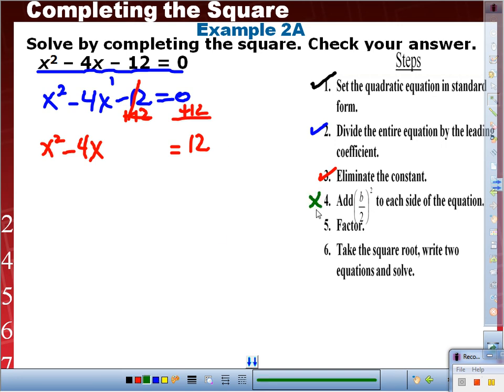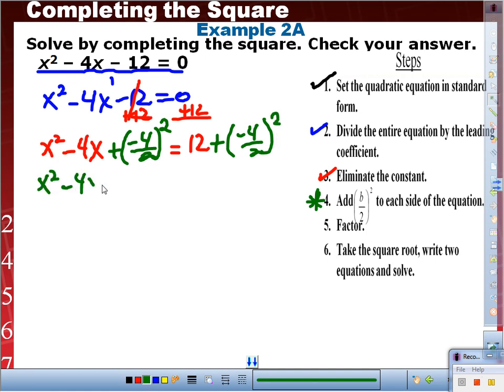Next, I'm going to complete the square by doing b over 2 squared. What is b right now? Negative 4. So I add negative 4 over 2 squared to each side. Negative 4 over 2 squared. Let me simplify this. X squared minus 4x plus 4. Is that correct?